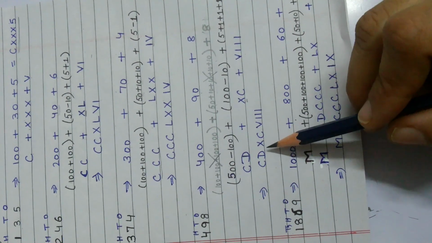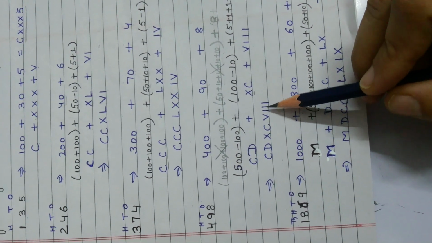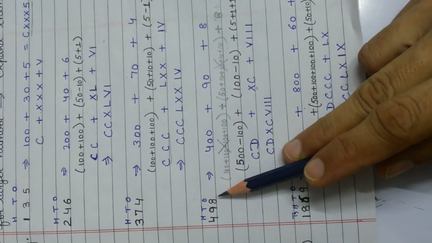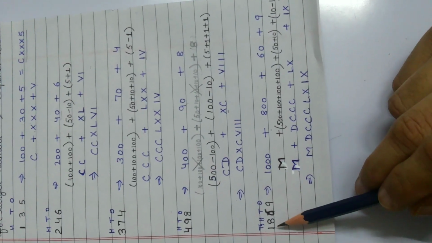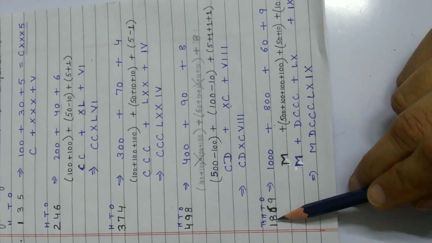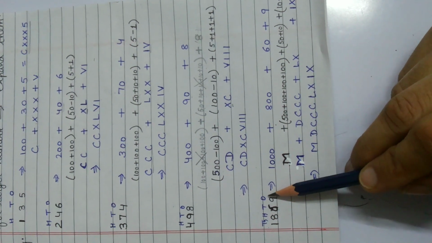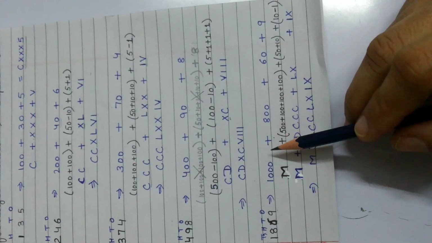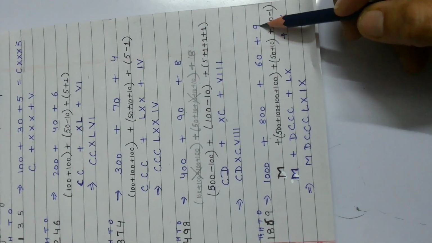Now let's put it together. It will be CD, XC, V, I, and the number is 498. Now let's take another example. Here we have a little bigger number, that is 1869. So first I'll put places: ones, tens, hundreds, thousands. I'll expand this number: 1000 plus 800 plus 60 plus 9.